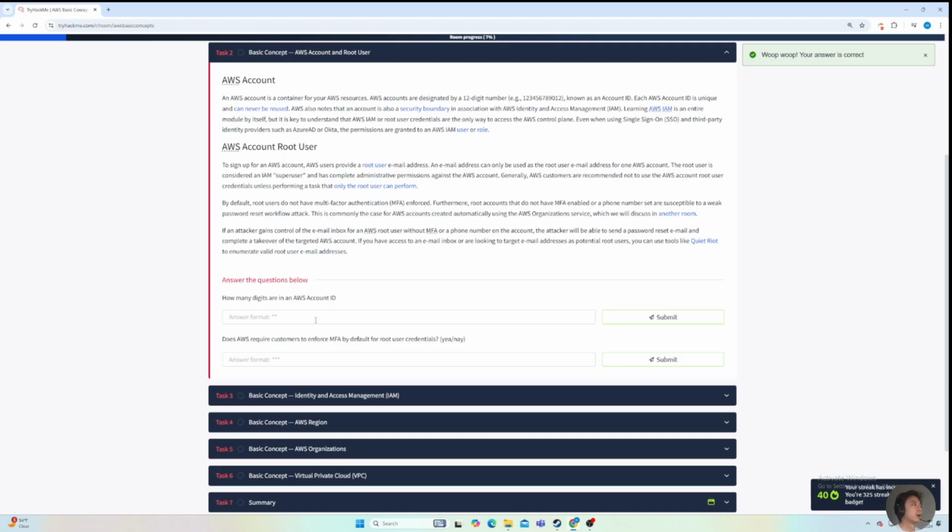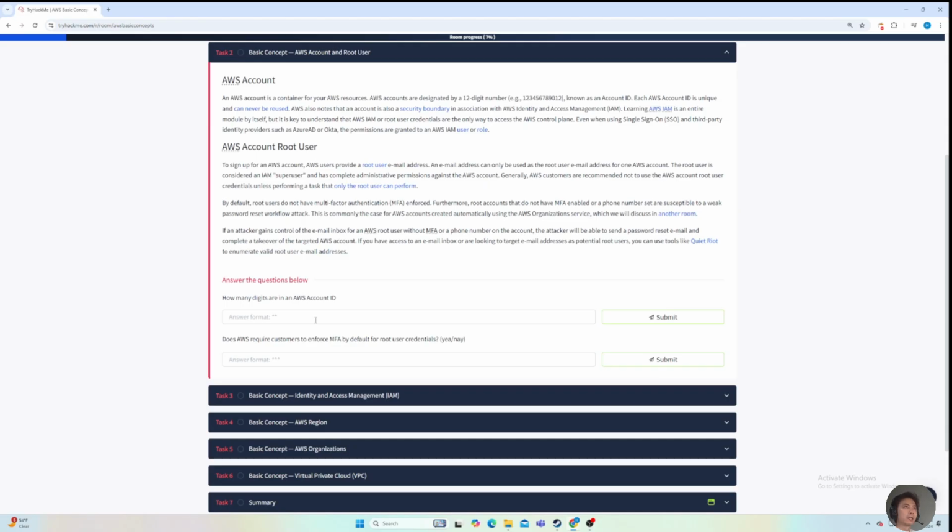AWS account. An AWS account is a container for your AWS resources. AWS accounts are designated by a 12-digit number, known as the account ID. Each AWS account ID is unique and can never be reused. AWS also notes that an account is a security boundary in association with AWS Identity and Access Management.